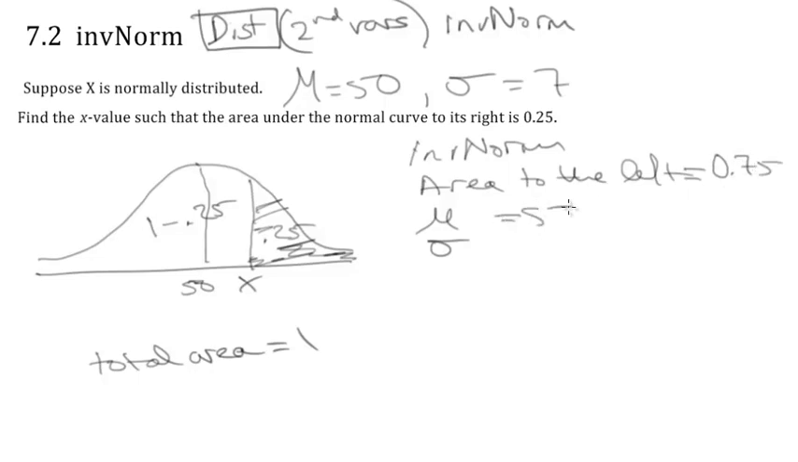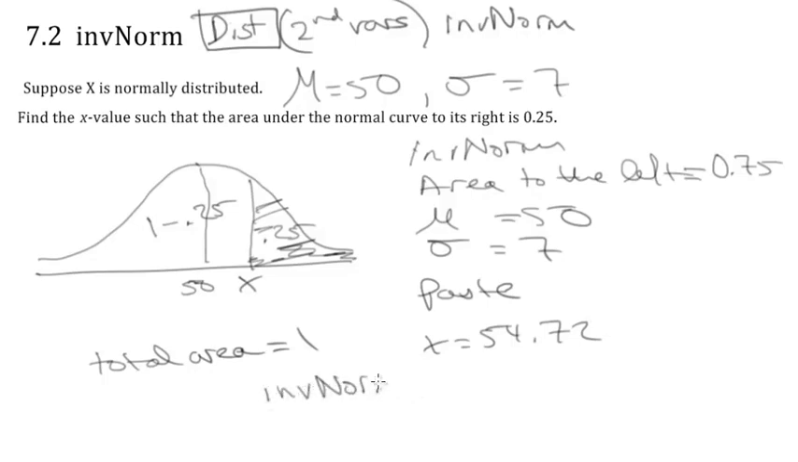The mean has not changed. The standard deviation has not changed. So when I paste this, x is going to turn out to be 54.72. In the older calculator, what this looks like is inverse norm.